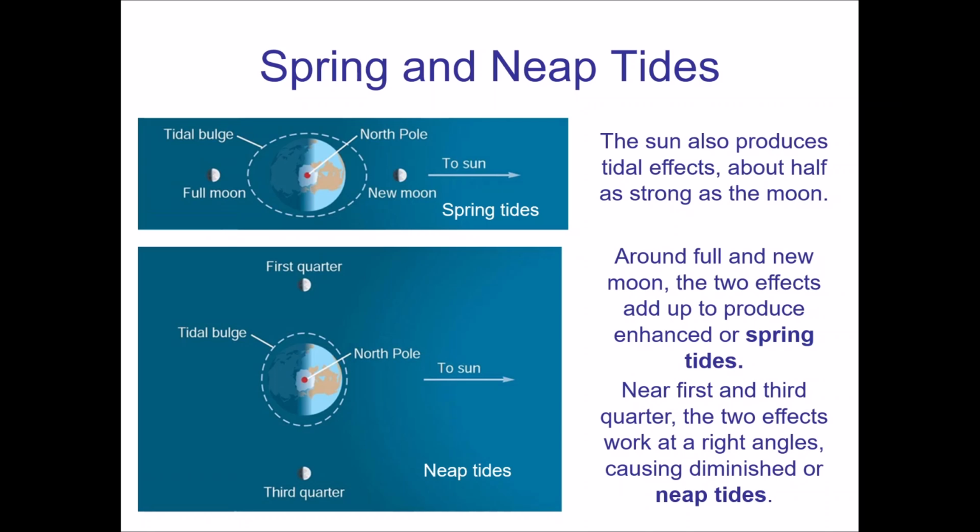The picture at the bottom is what's called a neap tide. And that's when the moon and the sun act against each other to produce a diminished tide. So the moon pulls in one direction and the sun pulls in a perpendicular direction. Now, it doesn't cancel the effects out because, again, the sun has a weaker effect, but it does act to produce diminished tides. We call those neap tides.